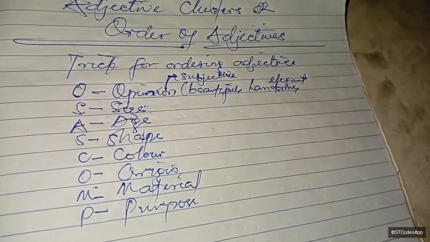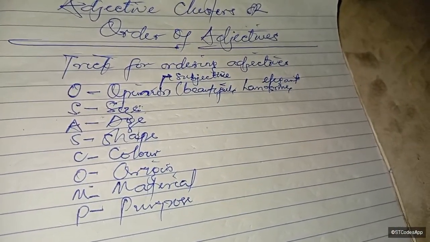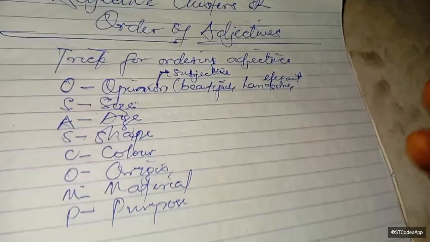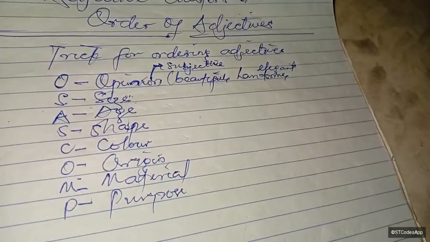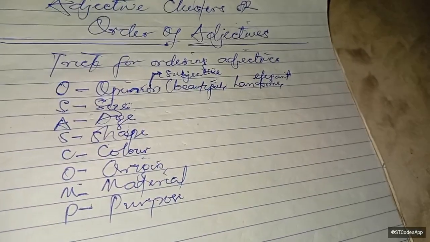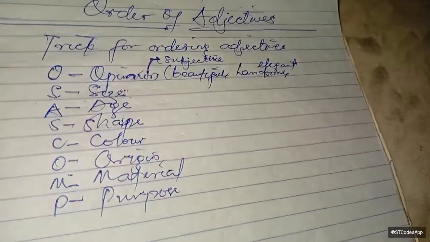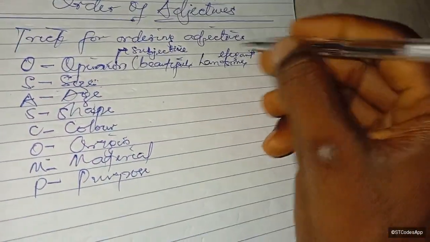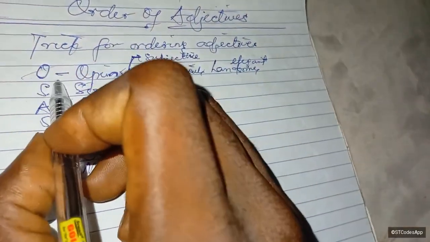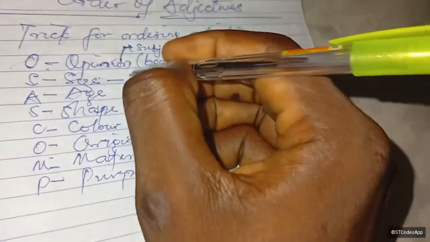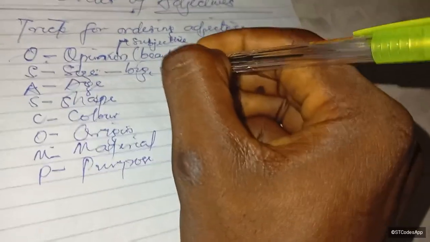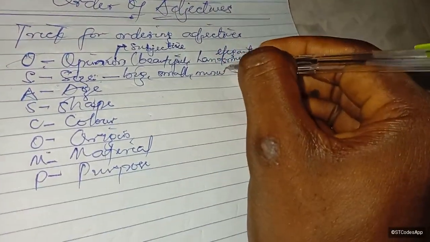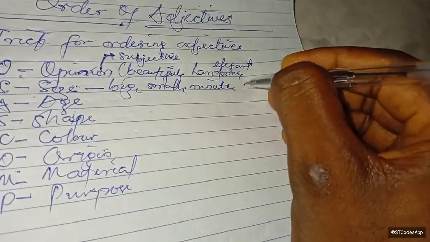Because of that, we say they are subjective, like I said. That's opinion. And we have size. We have big, small, minute, minuscule, etc.